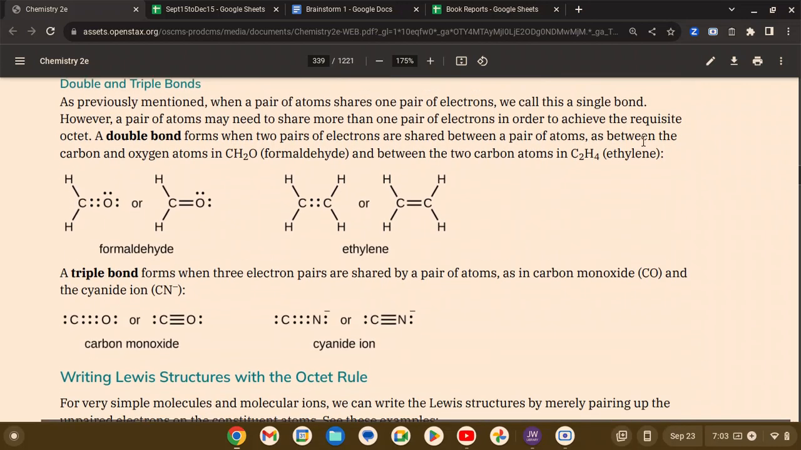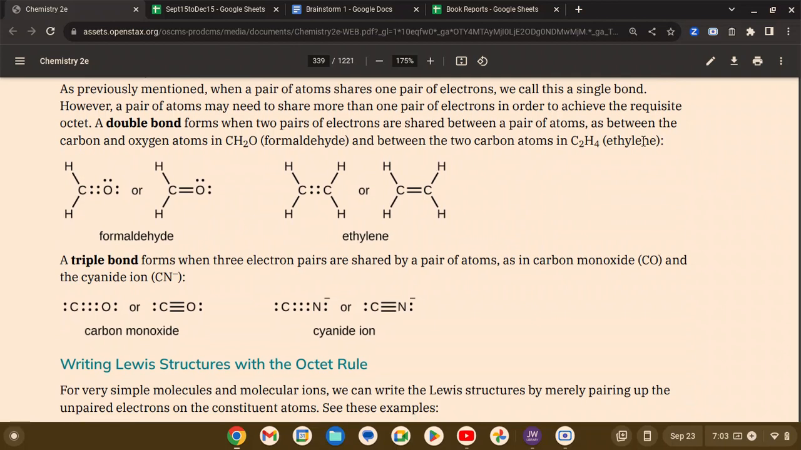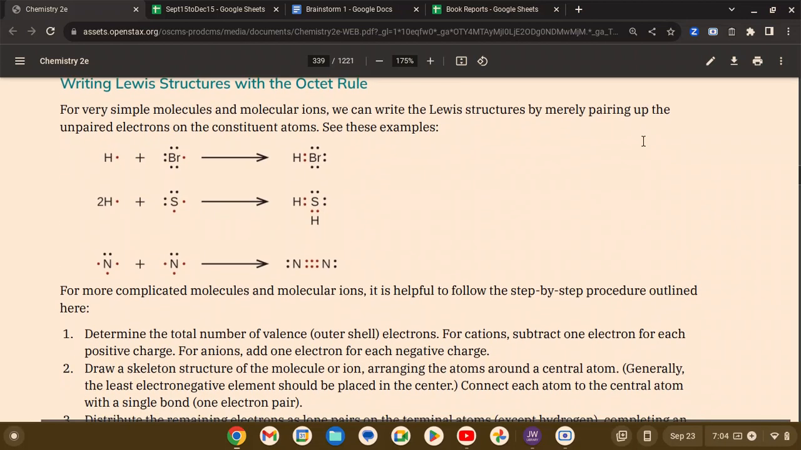As previously mentioned, when a pair of atoms shares 1 pair of electrons, we call this a single bond. However, a pair of atoms may need to share more than 1 pair of electrons in order to achieve the requisite octet. A double bond forms when 2 pairs of electrons are shared between a pair of atoms, as between the carbon and oxygen atoms in formaldehyde, and between 2 carbon atoms in ethylene. A triple bond forms when 3 electron pairs are shared by a pair of atoms, as in carbon monoxide and the cyanide ion.